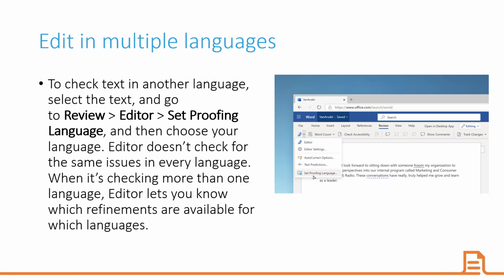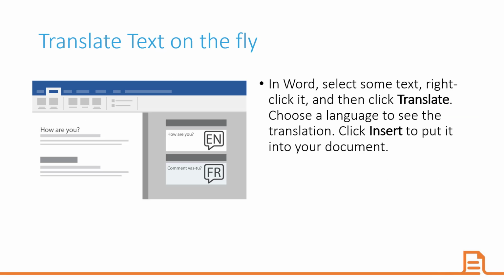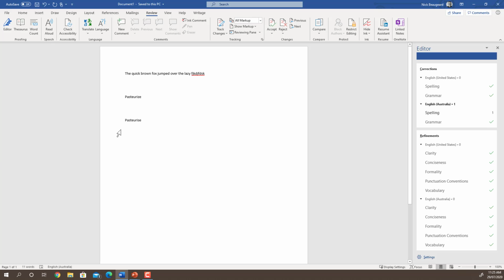Okay, so that's how to edit in multiple languages, but how about if we want to translate our text? Well, Word will actually allow us to translate text immediately as we go through and do things. So let's try this. I'm going to do some text I know the French for. The monkey is in the tree, and that should translate to Le singe est dans l'arbre. Let's give that a go.